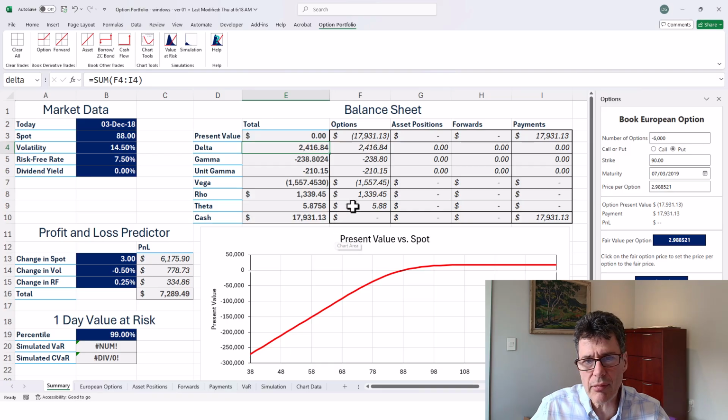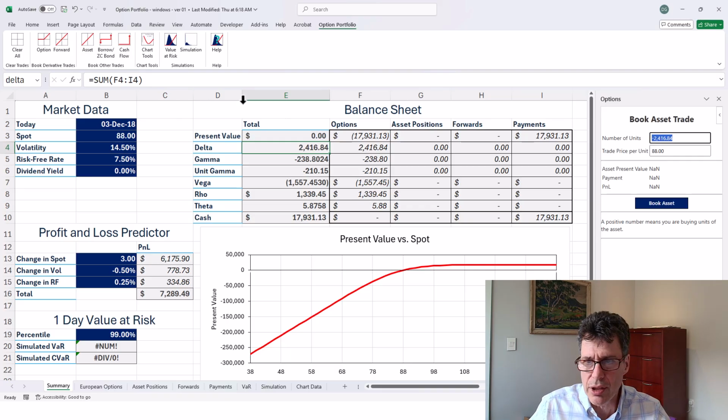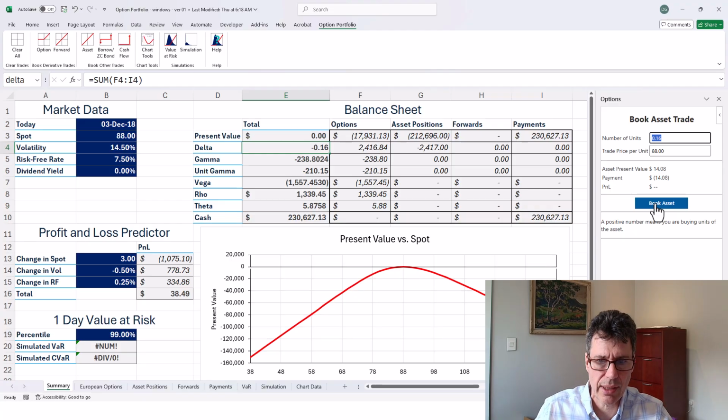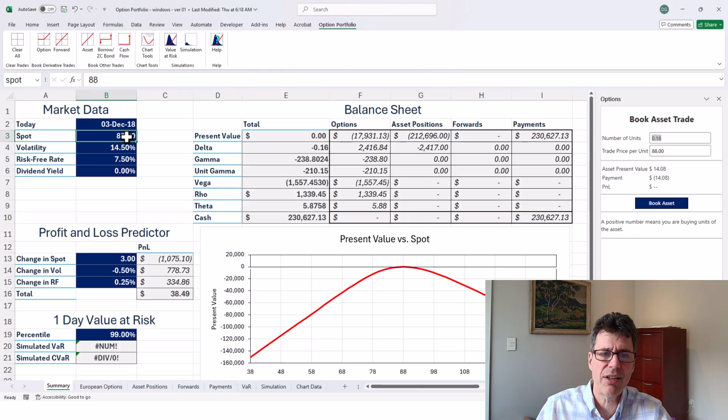17,931.13 is the present value. Hopefully that is the same as before. First, we hedge our delta. Negative 2417. Book the asset. Again, we end up with that frown. And now the market's going to start moving, but it's going to go through the same thing, 88 to 88.5, up to 89, back down to 88.5, back down to 88.